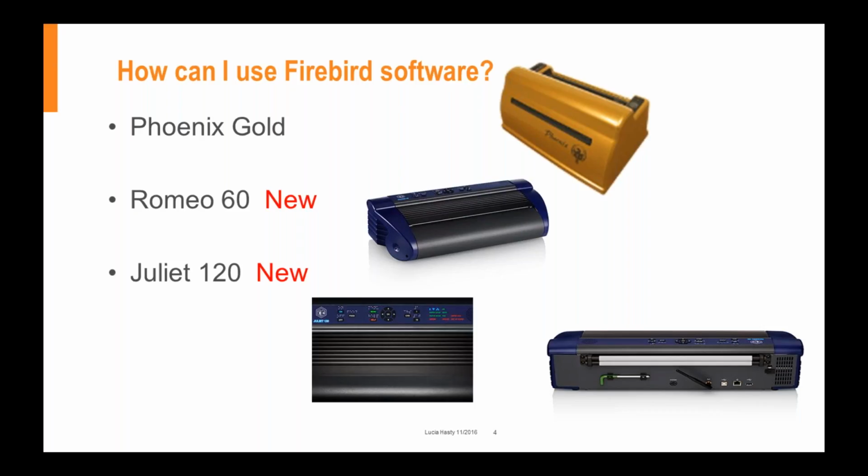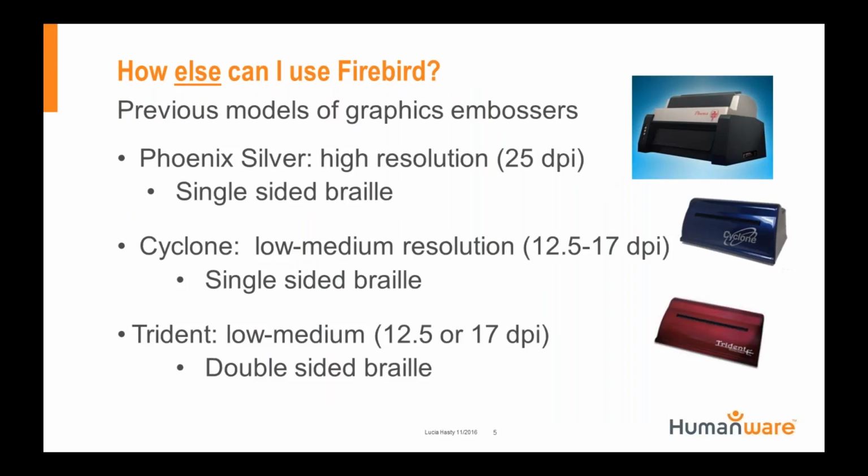Also, the brand new Romeos and the brand new Juliets, the Romeo 60 and the Juliet 120. And you'll see the pictures of the Romeo and Juliet look very, very much alike. Romeo is single sided and the Juliet is double sided, not for graphics, obviously. They're just a whole new generation of embossers from the old Romeo, the old Juliet that you might have had. If you also have an older Enabling embosser, the Phoenix Silver, which was the first one, or the Cyclone, or the Trident, if you have one of those, the current version of Firebird will also still work on those.